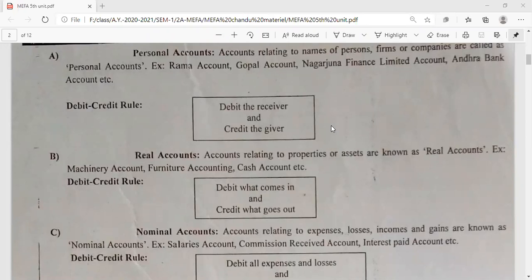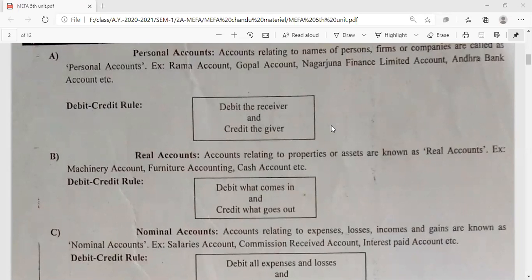Next, real accounts. Accounts relating to the properties or assets are known as the real accounts. Example, machinery account, furniture account, cash account, like this, right? They are the real accounts, assets. Machinery account, right? If you are having a very big industry, in that we have some huge machinery. From time to time, you have to maintain that machinery, and you have to see whether it is going to work properly or not, or whether it is already working properly or not. You have to see, right?